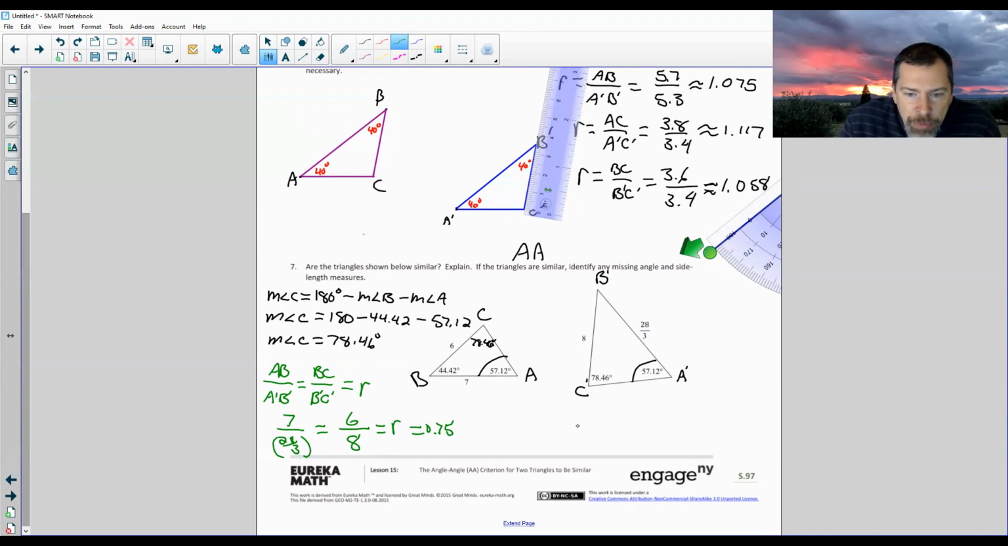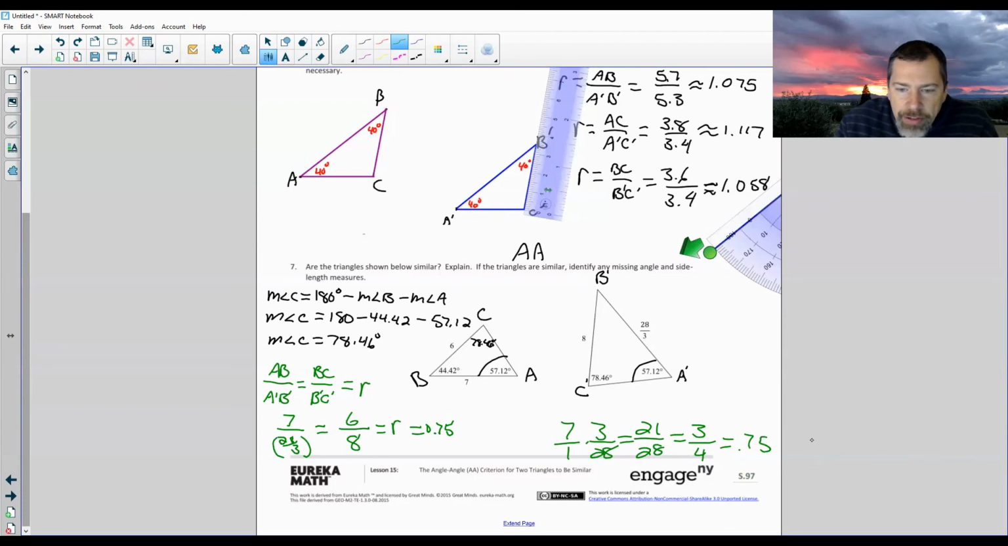I need to remember that when I divide by a fraction, you can multiply by the reciprocal. So 7 divided by 28 thirds is the same as 7 over 1, if you will, times 3 over 28. And 7 times 3 is 21 over 28. And 7 will go into 21 3 times, and 7 will go into 28 4 times. And we do have 0.75.